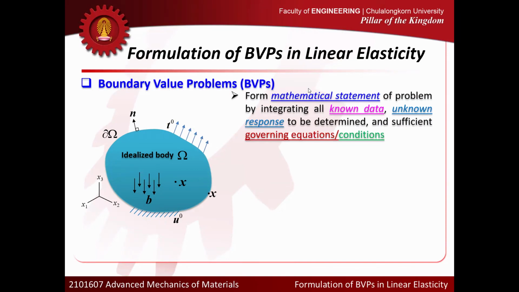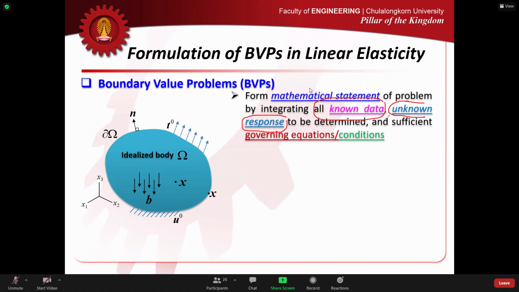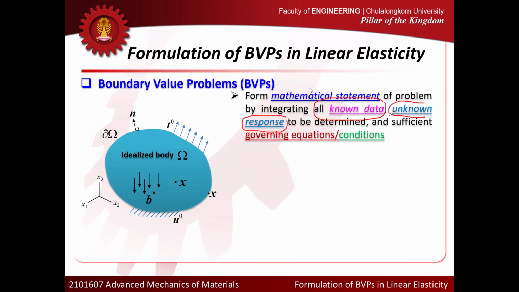So we try to form the mathematical statement of the problem by integrating what? All known data. Okay, the data that you got from the modeling of the real problem, those data come into play here. We have to take into account all known data in the formulation. Okay, we have to state clearly the unknown response of interest, or unknown response to be determined. And also, we need to tell in the formulation clearly the governing equations and the conditions that all unknowns here have to satisfy, or how the unknowns here are related to the known data, okay? So this is simply what I mean by boundary value problems, okay?